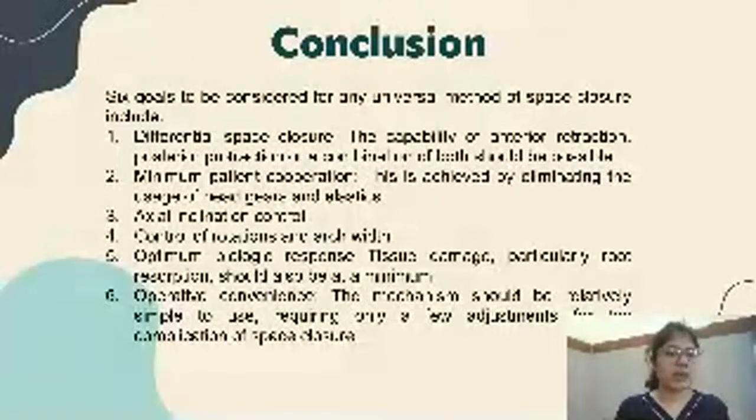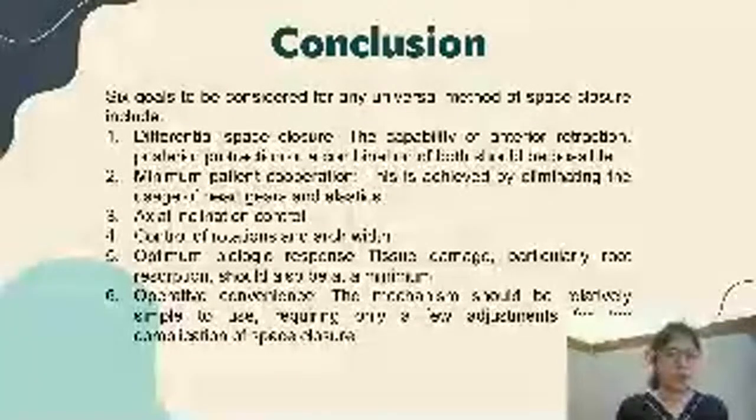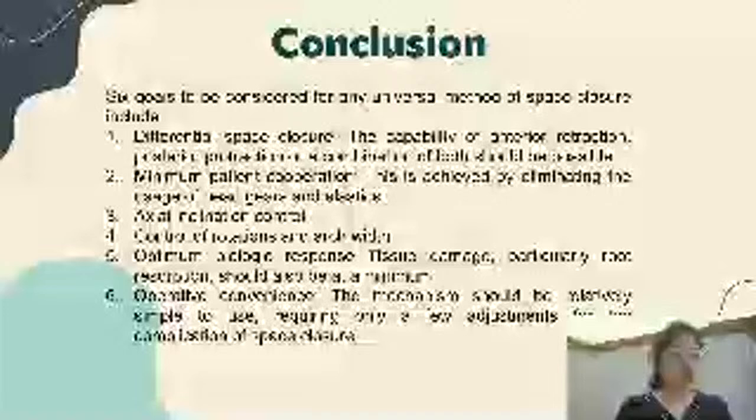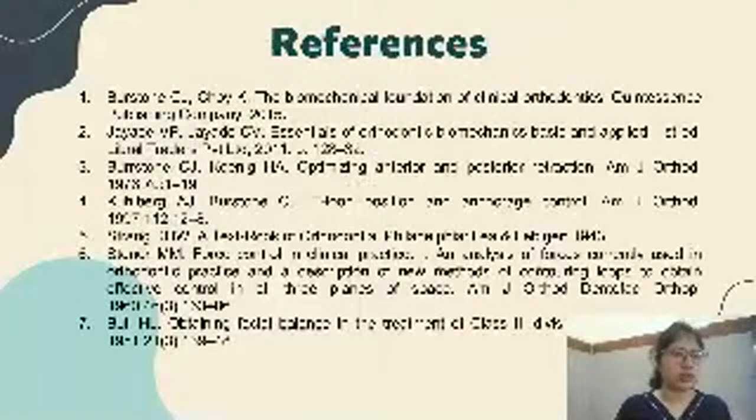This is achieved by eliminating the usage of headgears and elastics, axial inclination control, control of rotations and arch width, optimum biologic response, tissue damage, particularly root resorption, should also be at a minimum, and operative convenience. The mechanism should be relatively simple to use, requiring only a few adjustments for the completion of space closure. These are the references.